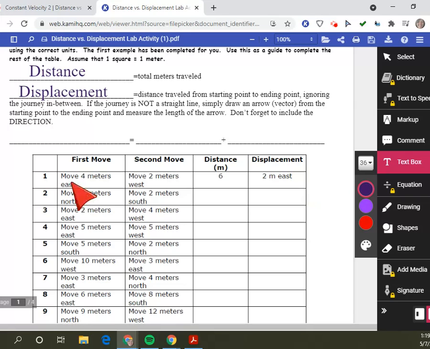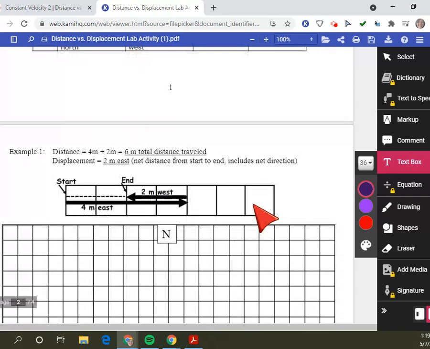But it says the first one's been done for you. It says move 4 meters east, move 2 meters west. Our total distance is 6. So we would just add these numbers, 4 and 2. How do we get that displacement? Let's look on the graph and see. This is the one they've already done for you.